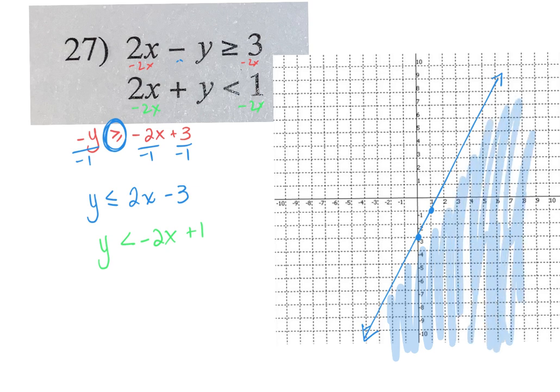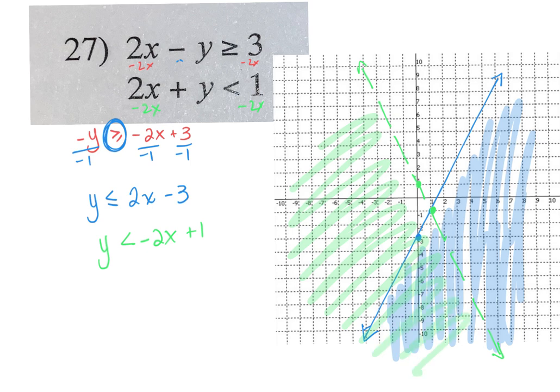For the second line, I am going to start at +1. And then I'm going to go down 2 and over 1. This is just less than. It is not less than or equal to. So I am going to do a dashed line here. So it's going to look something like this, because it does not actually include that line. And then I am going to once again shade below it, which means for this one, it's going to be on this side of the line.